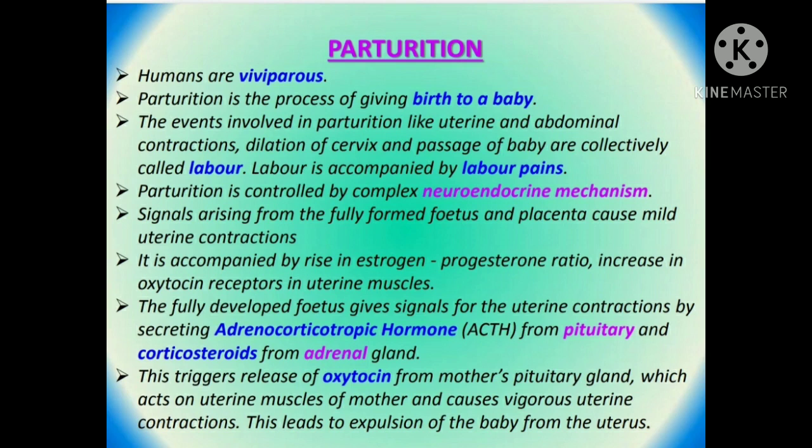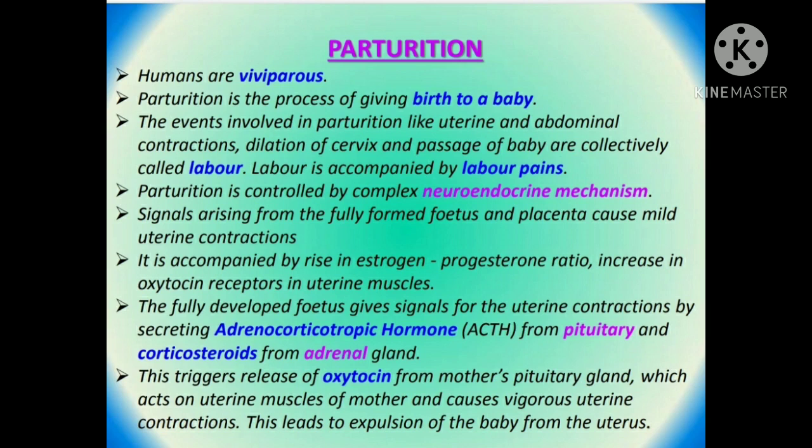Parturition is controlled by a complex neuroendocrine mechanism. Signals arise from the fully formed fetus and placenta, and cause mild uterine contraction. It is accompanied by a rise in estrogen progesterone ratio and an increase in oxytocin receptors in uterine muscles. So all this is what happens at the time of parturition.